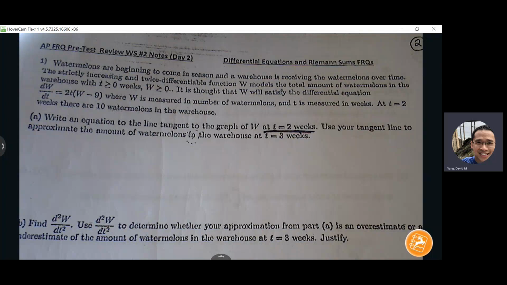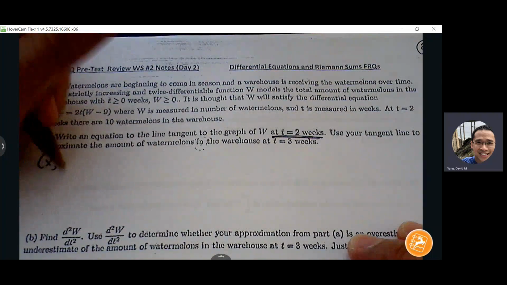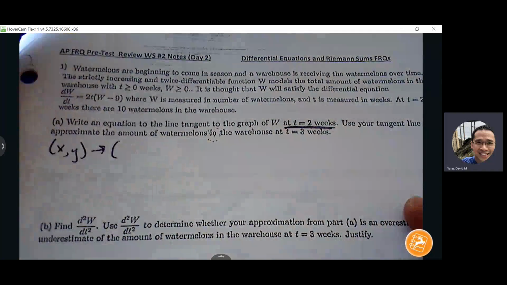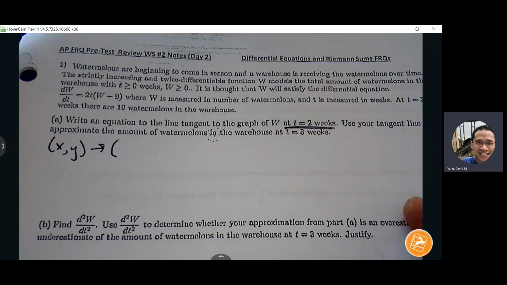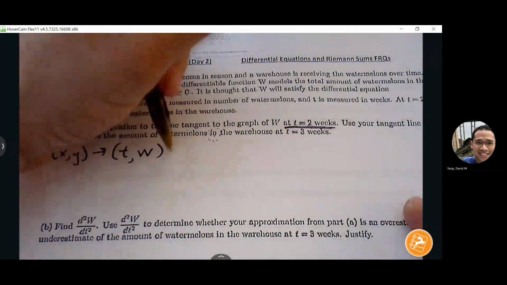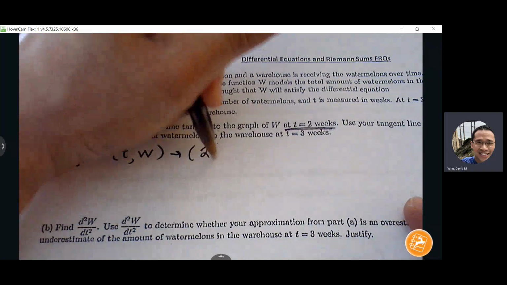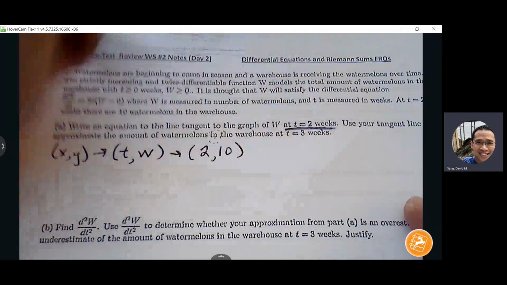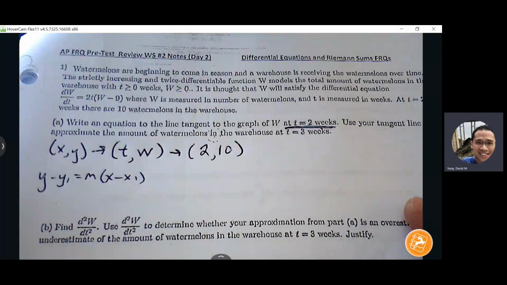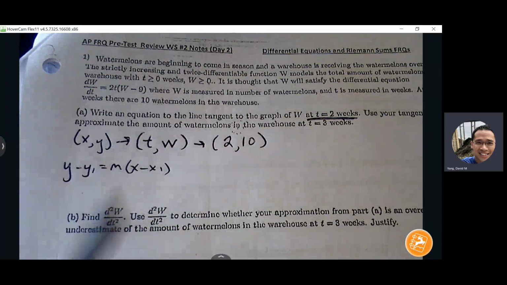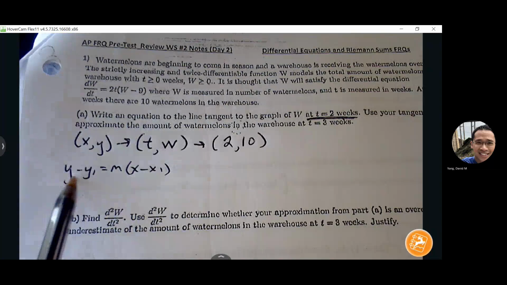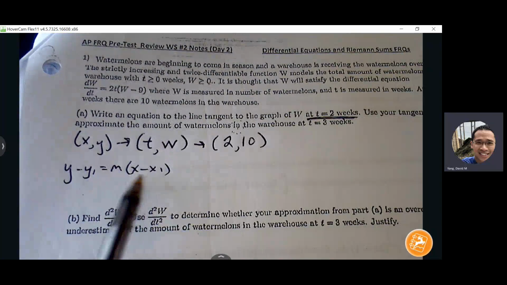All right, so typically our ordered pair is x, y, but in this case, we have to think of our ordered pairs as what? Which variables are involved here. Yeah, so t is our x and W is our y. So our ordered pair is at 2 weeks, there's 10 watermelons. Now, typically, for the tangent line equation we use y and x, but we can quickly make an adjustment. Instead of y, we'll use W, and then instead of x we'll use t.